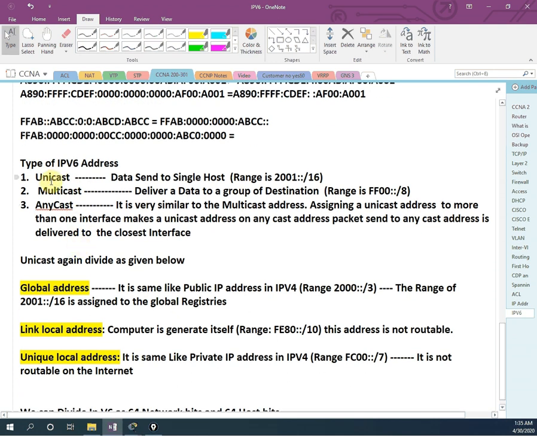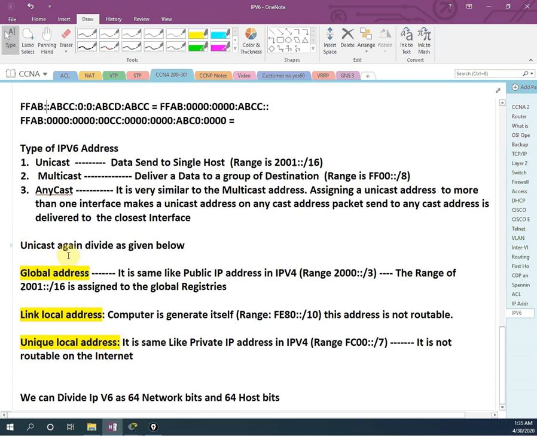Okay, and now unicast is again divided into 3 types: global address, link local address, unique local address. So what is this? Global address means it is the same as a public IP address in IPv4, and the range is 2000::/3, and this range will start, that is 2001::, from /16. We are going to assign that to our PC or router like this.